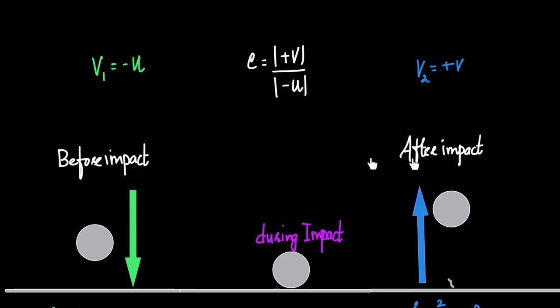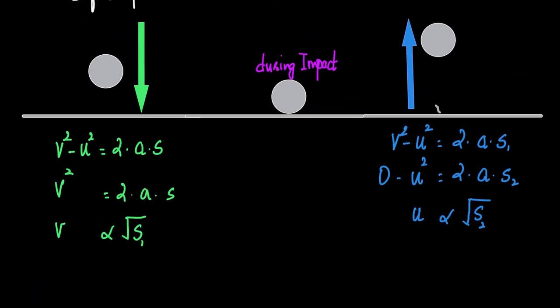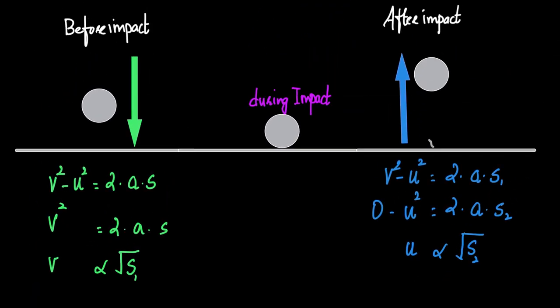Now, to go a bit further, in both these cases, when the ball is dropped from a height of 10 meter and when the ball reaches back to a height of 5 meter, equations of motion can be applied, which gives us v squared minus u squared is equal to 2as. Since this is dropped from rest, u squared is 0. So v squared is equal to 2as, where 2 is a constant and a is a constant. Therefore, v is proportional to root of s1, which in this case is 10 meter.